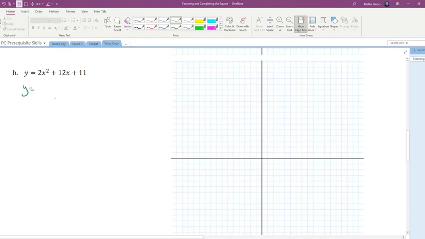Y equals, I'm going to factor the 2 out of the x squared, and then this would be plus 6x. I'm going to scoot over a little bit, leave myself room for one term, close off the parentheses, and put the plus 11 out here by itself. Again, I haven't changed the problem. 2x squared distribute, 12x distributed, plus 11, same problem.